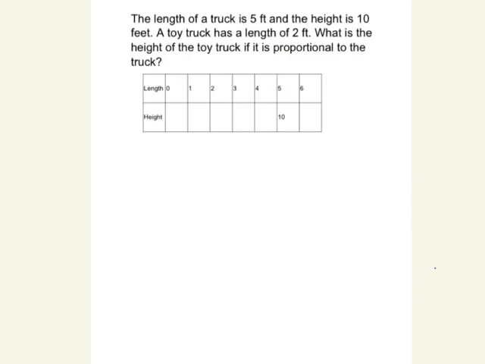Okay, so the problem in front of me says the length of a truck is 5 feet and the height is 10 feet. A toy truck has a length of 2 feet. What is the height of the toy truck if it is proportional to the truck?